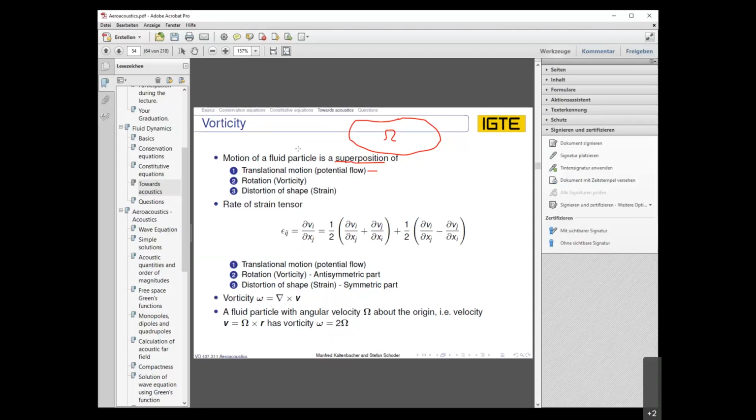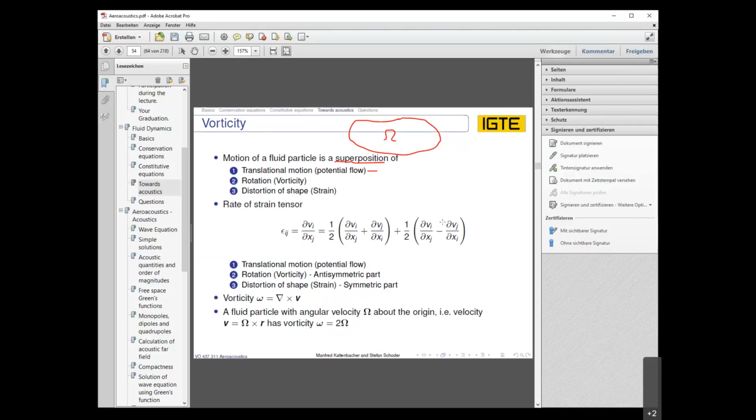The whole motion of the fluid particle can be described by the rate of the strain tensor, as we see it here. It has some part which describes the strain itself and some part that describes the vertical part.